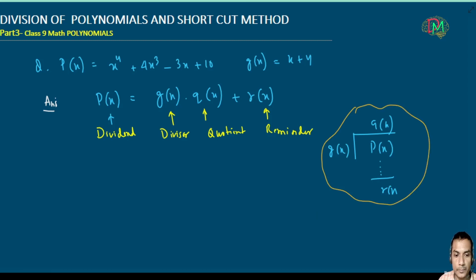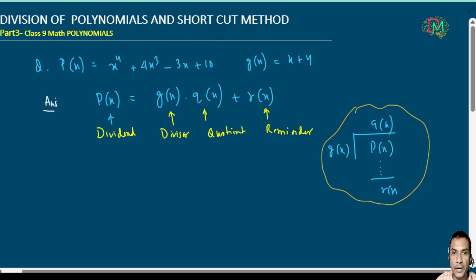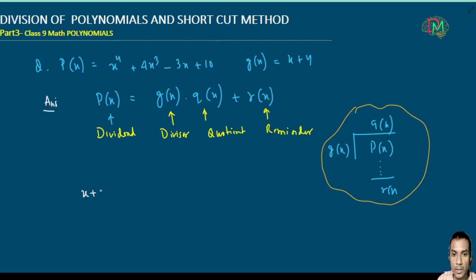Now we divide as per the question. The gx is x plus 4, and the dividend is x to the power 4 plus 4x cube minus 3x plus 10. How can you do that? First we check the x and x4. By which multiplication of x do we get x4? It will be x cube. Clear?